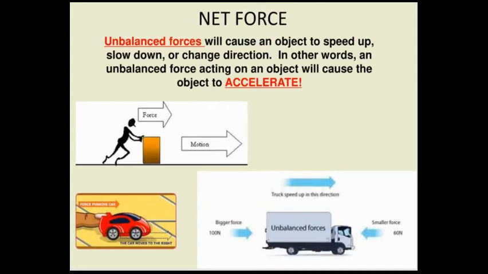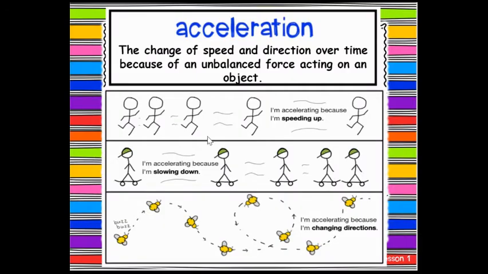Unbalanced forces will cause an object to speed up, slow down, or change direction. In other words, an unbalanced force acting on an object will cause the object to accelerate. Acceleration is the change of speed and direction over time because of an unbalanced force acting on an object. Here are some examples of acceleration. This guy is accelerating because he's speeding up. This guy is accelerating because he's slowing down. And this guy is accelerating because he's changing directions.